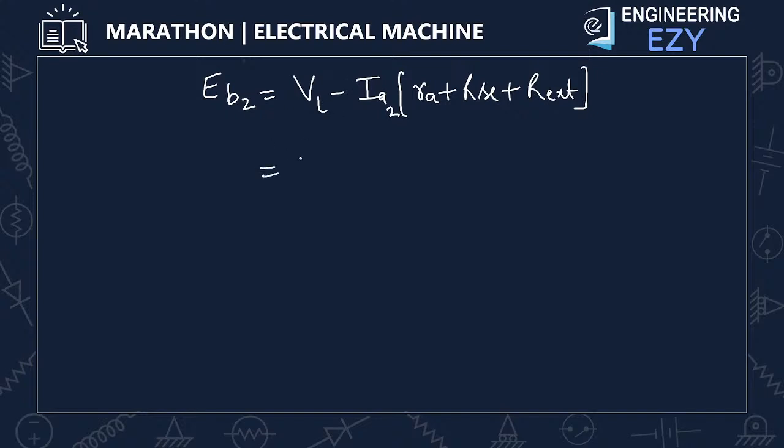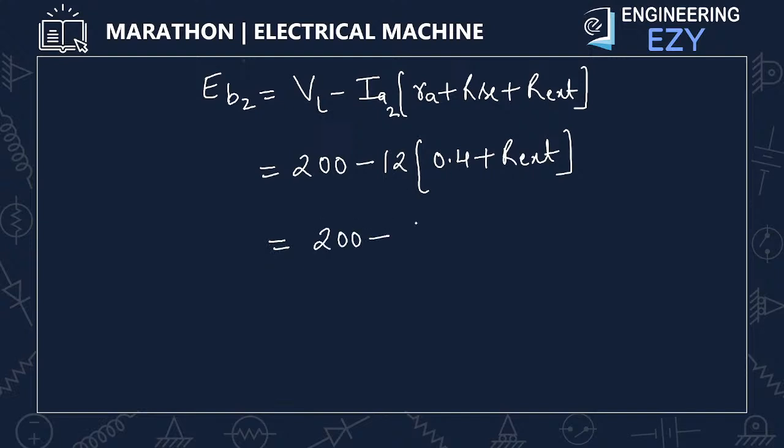So what is the line voltage? Line voltage in both cases is 200. In the second case, armature current is 12 ampere. Ra plus Rsc is given as 0.4 plus R external. It is the Eb2. And Eb2 we can write as 200 minus 12 into 0.4. You can calculate easily, 12 multiplied by 0.4, 4.8, minus 12 R external.